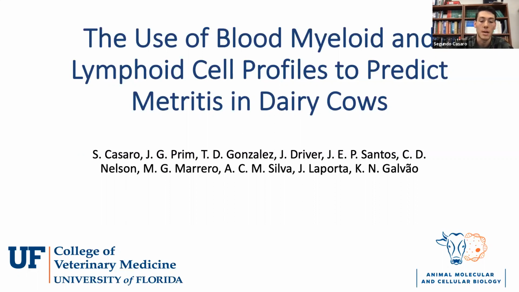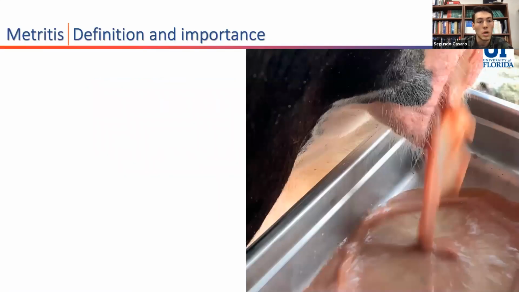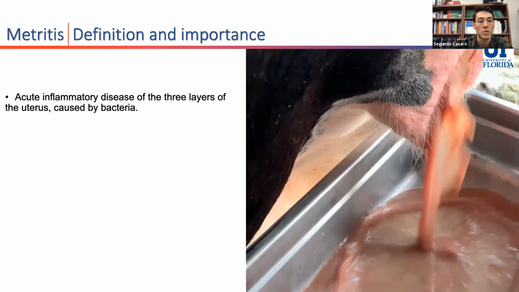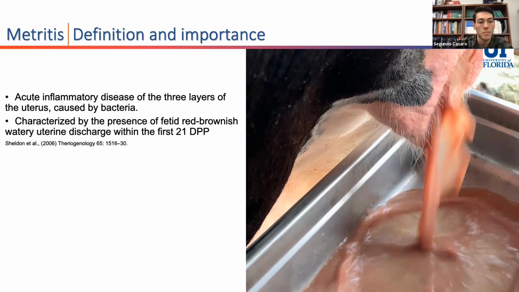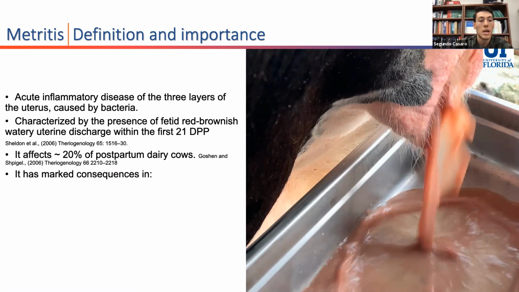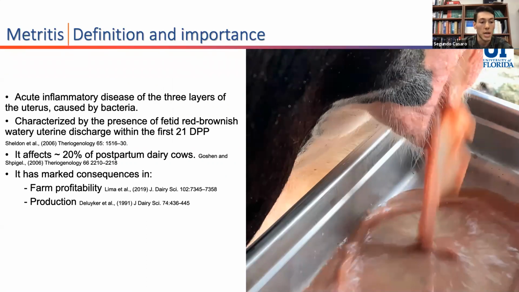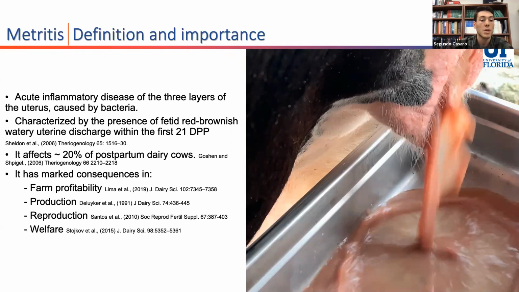So I will start with this presentation that is about the use of flow myeloid and lymphoid cell profiles to predict metritis in dairy cows. So we will start with the definition. Metritis is an acute inflammatory disease that affects the 3 layers of the uterus, and it's caused by bacteria. It's characterized by the presence of a fetid, red brownish watery uterine discharge within the first 21 days postpartum. It affects around 20% of postpartum dairy cows, and it has marked consequences in farm profitability. It also affects milk production, the reproductive performance, and because it's a painful disease, it also affects welfare.